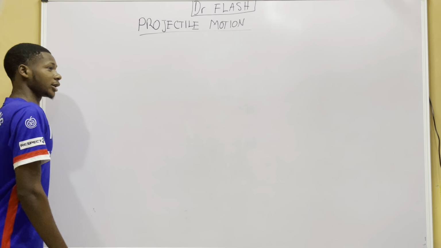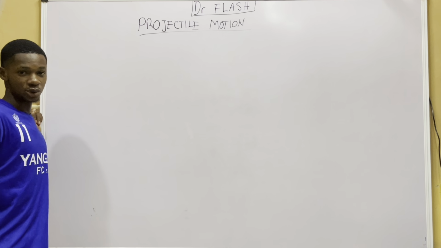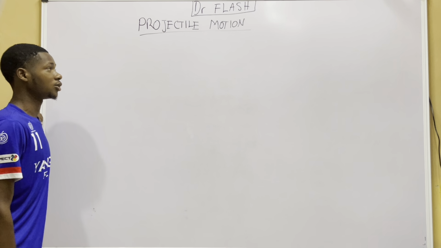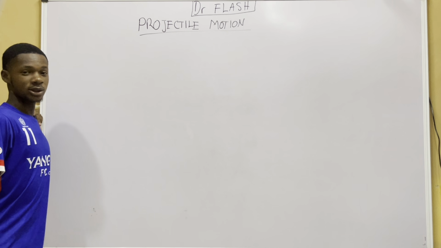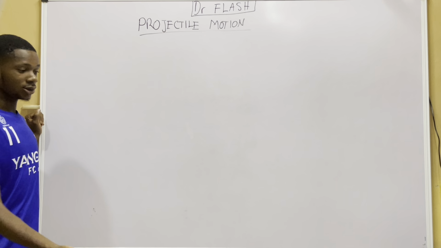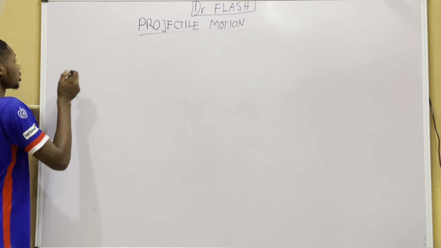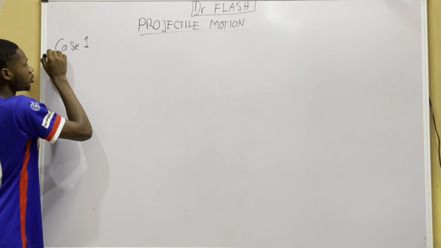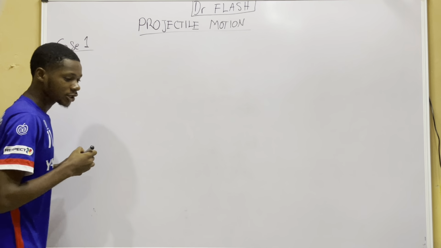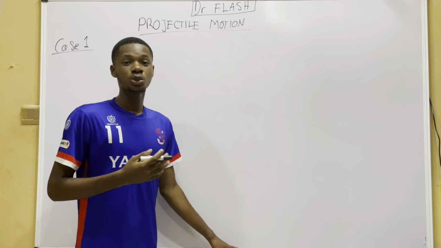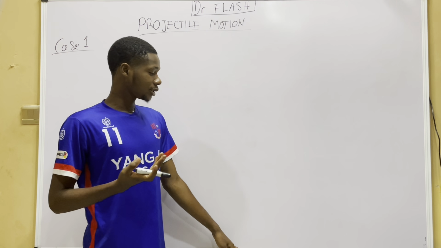Okay, now there are cases of projectile motion, which I'm going to divide into three categories in this video. The first one is simply the easiest, and it will help you understand the other cases. So I'm going to start with case one. For case one, a body is projected from a platform, which could be a table or the ground.